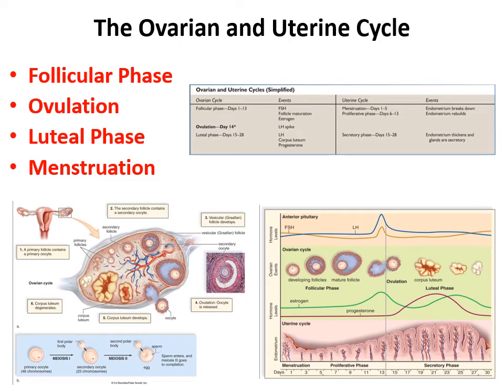Now this slide is to summarize the ovarian or uterine cycle. A lot of people just think of the menstruation phase, but the female cycle is actually four different phases: the follicular phase, ovulation, luteal phase, and menstruation. The follicular phase is when FSH, that hormone we mentioned earlier, follicle stimulating hormone, promotes the development of the follicle that secretes estrogen. So the follicular phase is the secretion of estrogen.